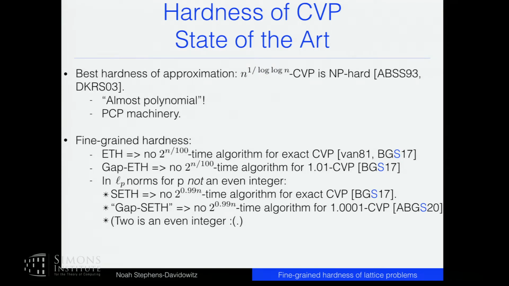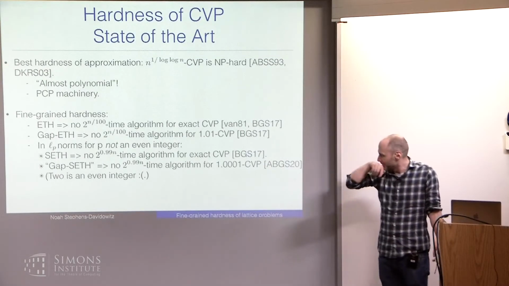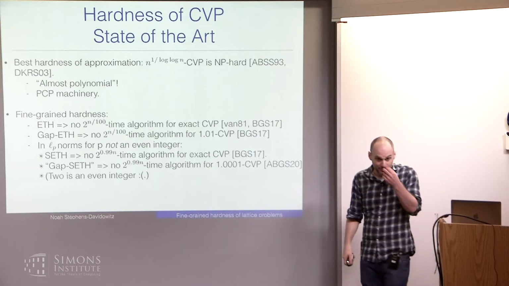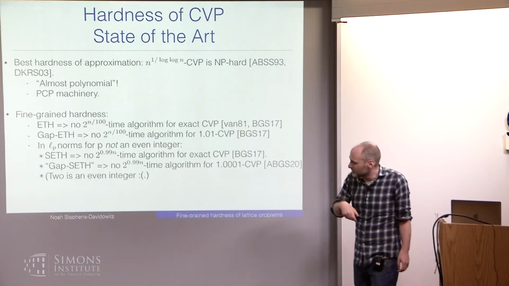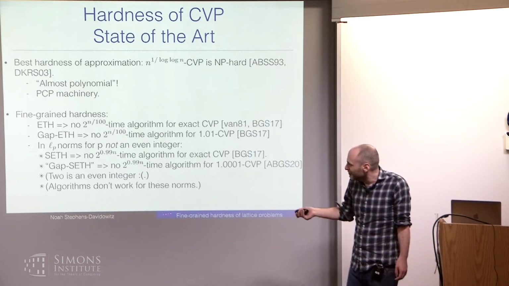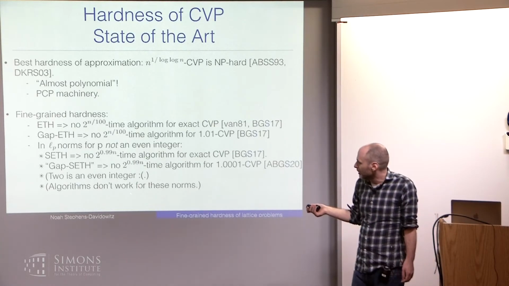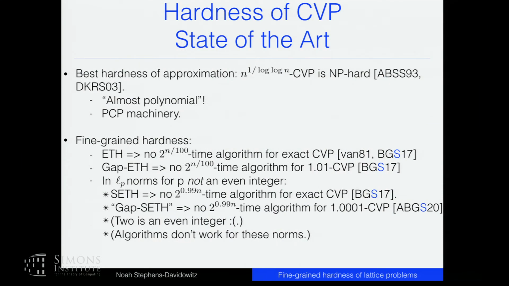We also know under a very non-standard conjecture, which I'm calling gap SETH, that there's no 2 to the 0.99n time algorithm even to approximate CVP up to some constant factor. Again, this is in the LP norms. And one unfortunate thing is that the algorithms don't work in these norms. So we have a 2 to the n upper bound for one norm, and we have a 2 to the n lower bound for other norms.